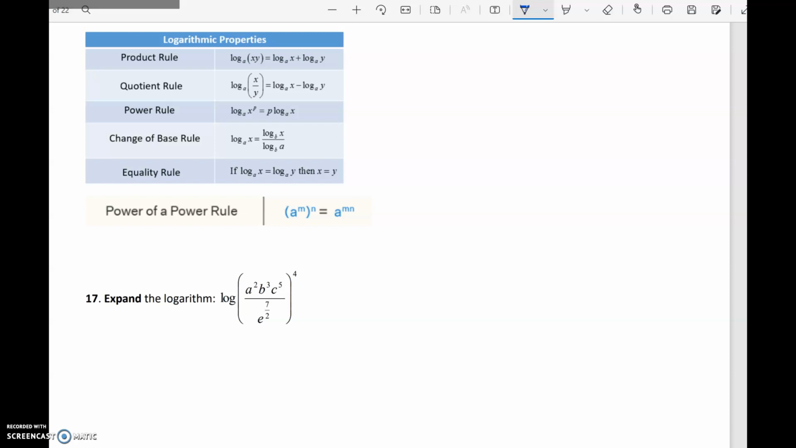Hi class, let's take a look at problem 17. Now problem 17, they're going to want us to expand the log. At the moment, it's basically a single log. And the first rule that we're going to use is technically the power rule.